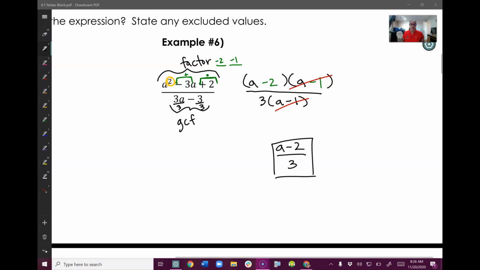So that's it for this video. In the next video, we're going to talk about multiplying and dividing rational functions, which is actually extremely similar to what we just did. It's just a couple extra little steps.